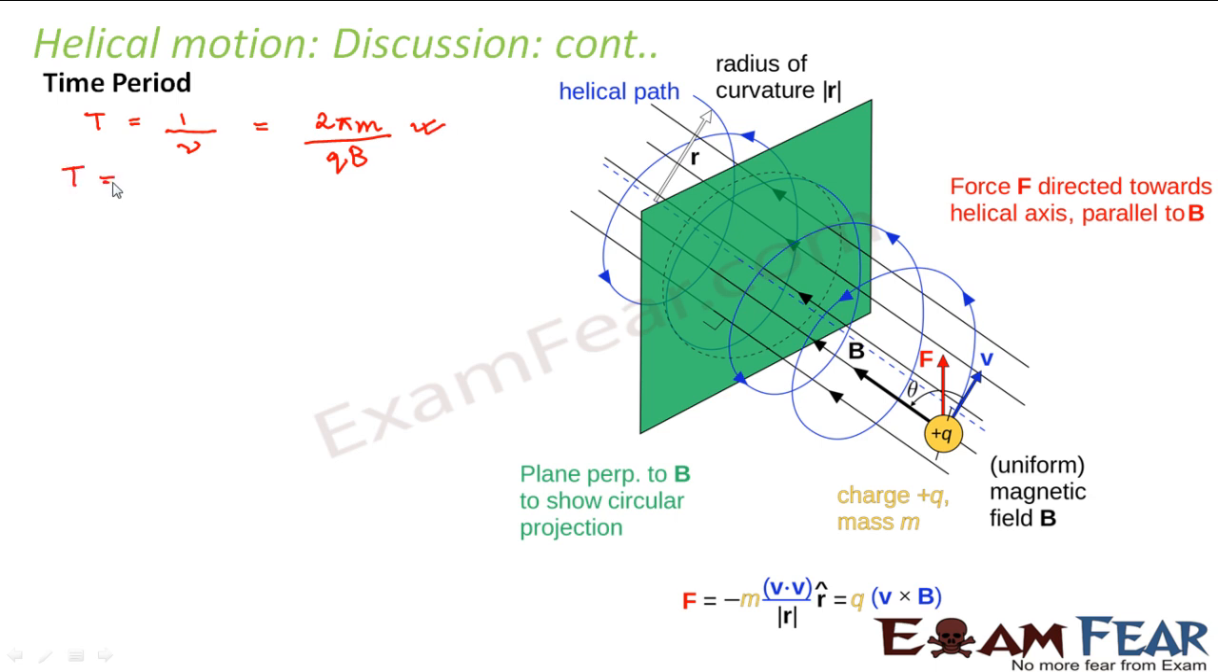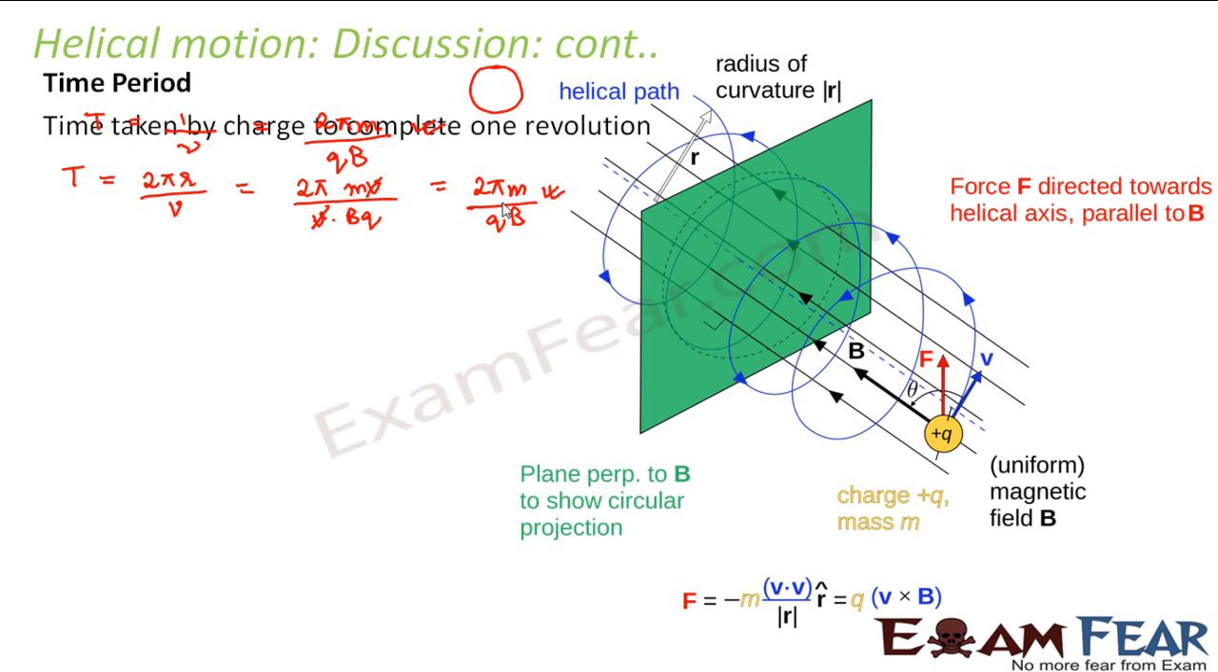Also you can find out time period like this. Time period is nothing but the total distance travelled divided by velocity. So what is the total distance travelled in a circular path? Total distance travelled is nothing but the circumference of the circle, which is 2 pi r, divided by velocity, which is v. So here we put the value of r, where r is mv divided by qB. Here v and v will get cancelled. So you get 2 pi m divided by qB. So you get the same value for both the cases. So this is the time period. Time period is nothing but the time taken by the charge to complete one revolution.